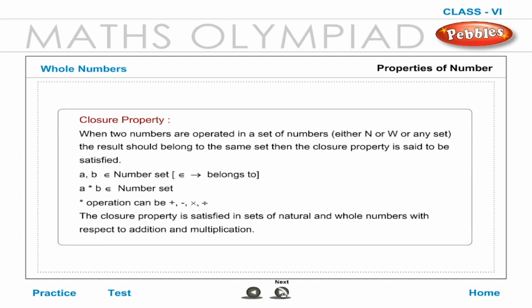Properties of numbers. Closure property. When two numbers are operated in a set of numbers, either N or W or any set, and the result belongs to the same set, then the closure property is said to be satisfied. If a, b belong to the number set, then a * b belongs to the number set. The operations can be addition, subtraction, multiplication or division. The closure property is satisfied in the sets of natural and whole numbers with respect to addition and multiplication.